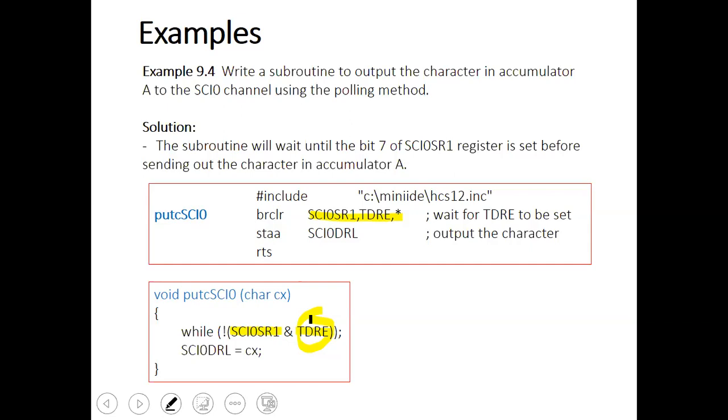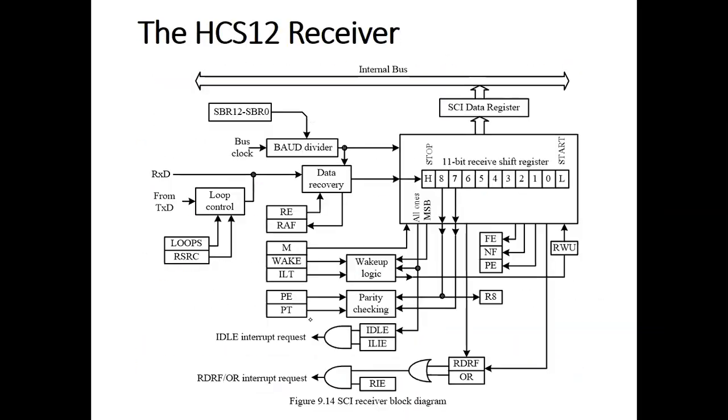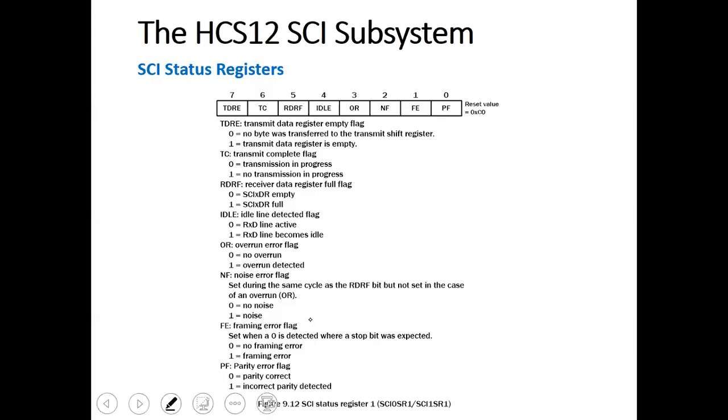So what is basically done here? You are ANDing the SCI 0 status register number 1 with TDRE. What is this TDRE? Basically, it is a mask, an 8-bit value that is defined in the include file in the C program. I guess it is $80. Let me double check the status register. Yes, you see, this is the status register number 1.